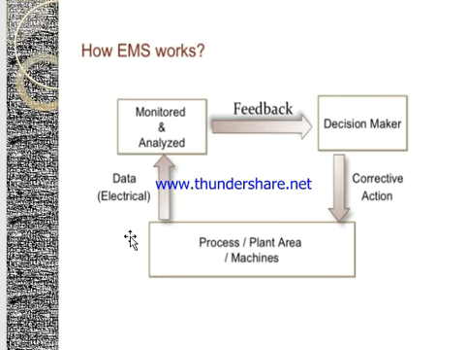So how does it work? Initially, it will monitor the process condition or the plant area condition or the machines. The parameters which can vary are first monitored, and then they undergo certain analysis, whether it is right or wrong, whether it is within the limit or not. All these conditions will be analyzed. If there is an abnormality, that is, if the parameter's value is greater or less than the predetermined value, then feedback will be sent to the decision maker in order to carry out the corrective actions.